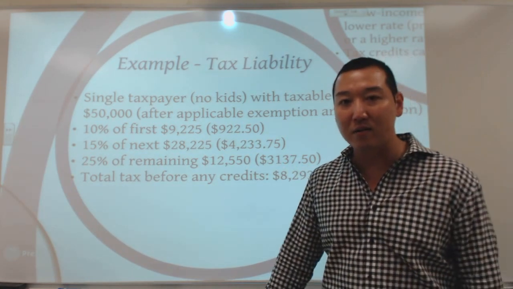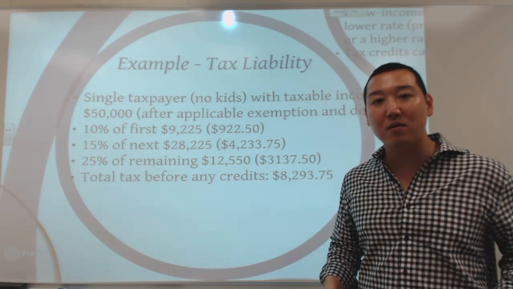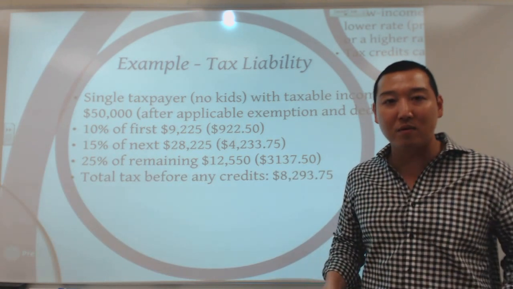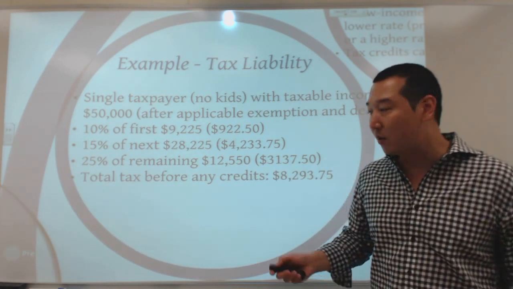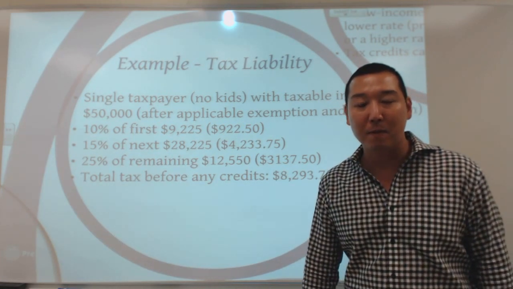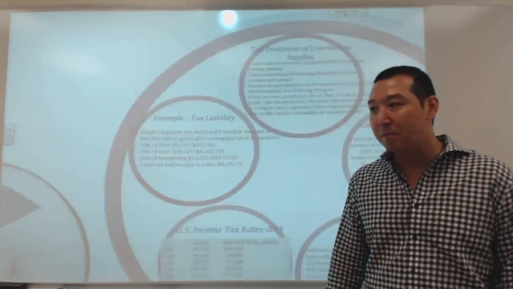If you add up those amounts, and recall the big picture here, we're trying to figure out how much a person owes in the way of taxes. If you have $50,000 of taxable income, how much does that person owe to the federal government? Well, that person is going to owe $8,293.75. So that's what we mean by tax liability. That's how taxes get figured.